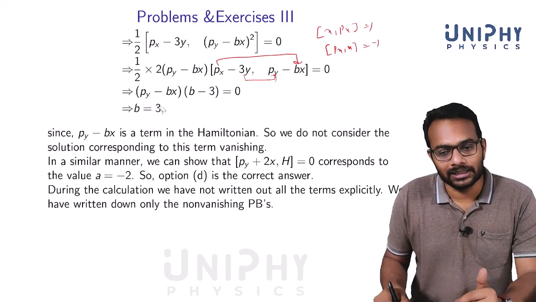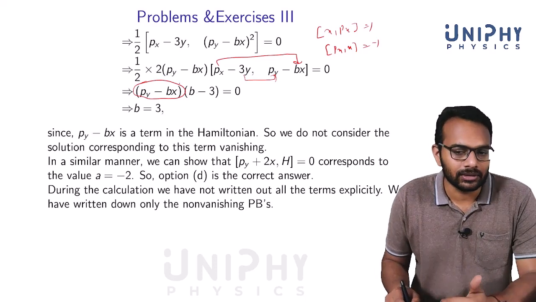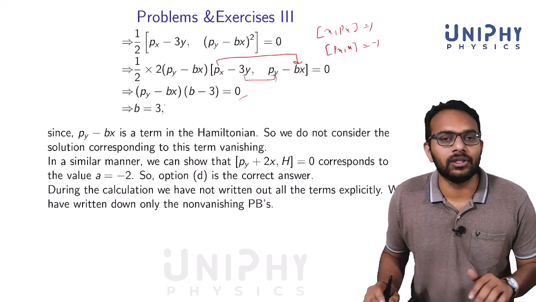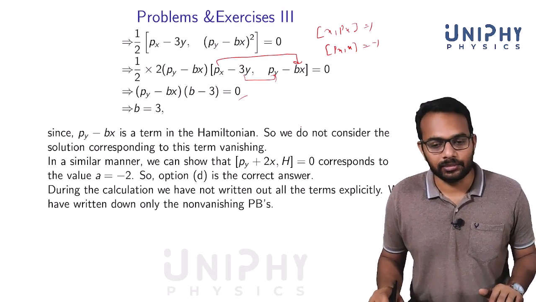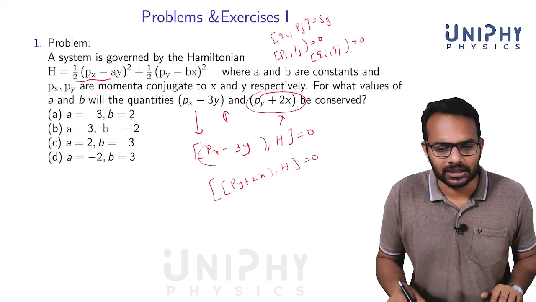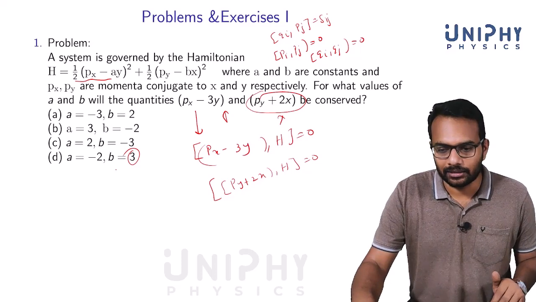Okay, that's quite easy, and we see that this term appears in the Hamiltonian. We don't set that equal to 0, so if this term has to be equal to 0, then b has to be equal to 3. We can look at the solutions immediately. If there are any options with b equal to 3, we see that there's only one option, so we can choose that immediately.